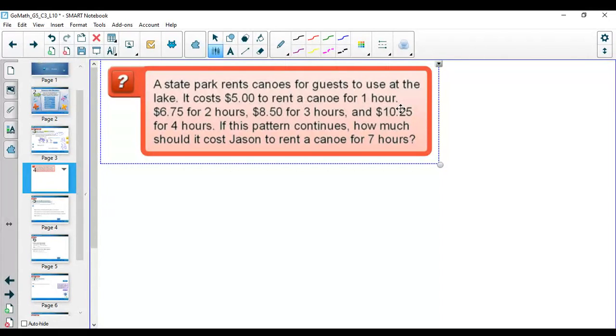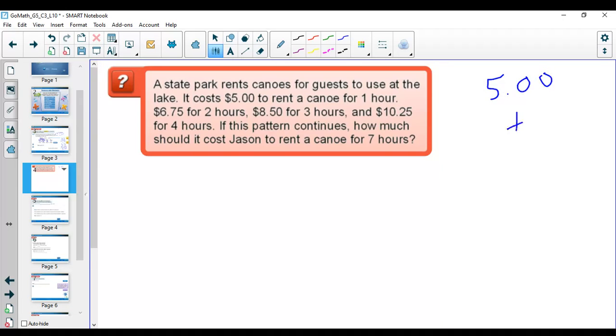We found out by working through our sequence that the first hour is $5, and then each additional hour adds that $1.75. And so what they want us to do with this problem to go further is figure out how much it would cost to rent it for 7 hours.